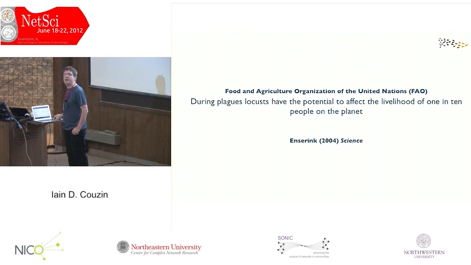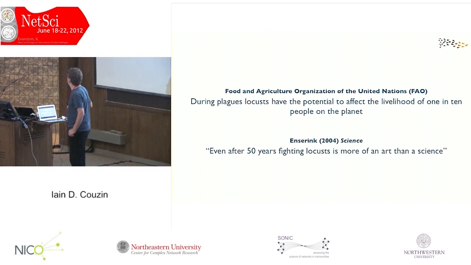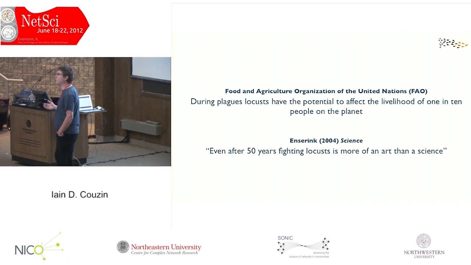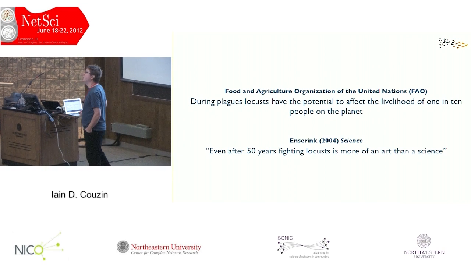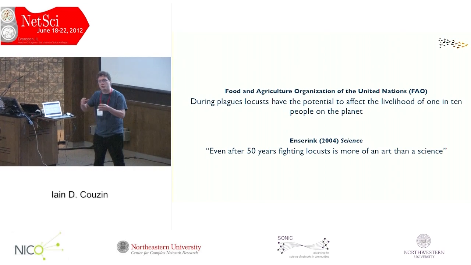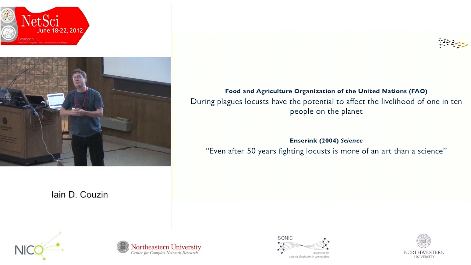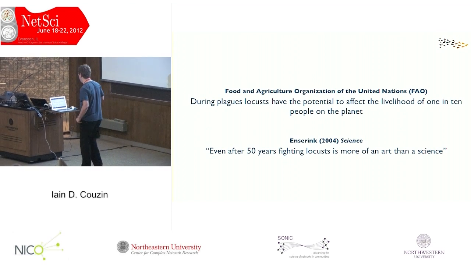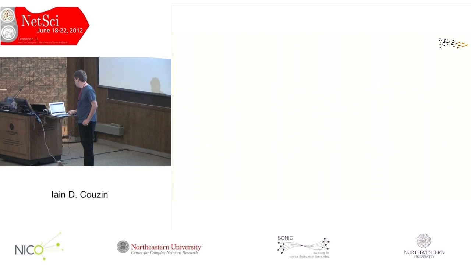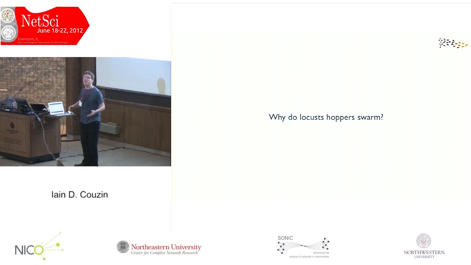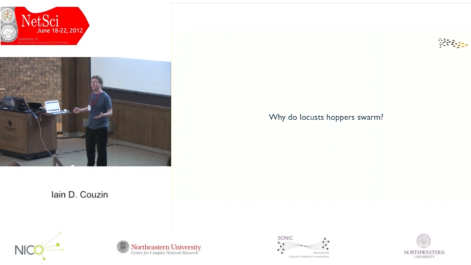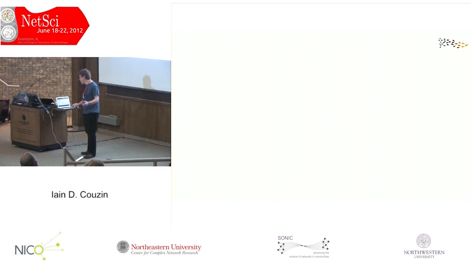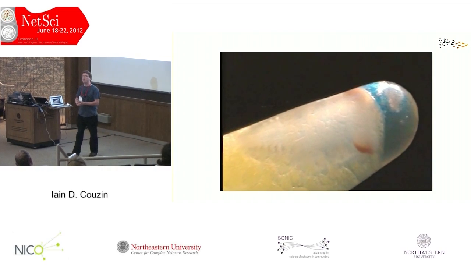And yet, in Science magazine, it was admitted quite correctly that even after 50 years of fighting locusts, it's more of an art than a science. And this is remarkable because the individual locust is one of the best studied organisms for physiology and neuroscience, especially in Europe. But why do these locusts swarm? We don't know, or we didn't know. So there are these big questions out there that we want to try to address.